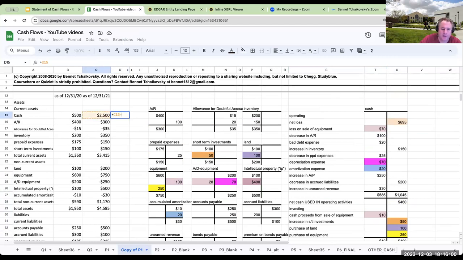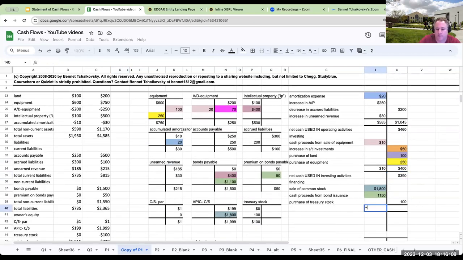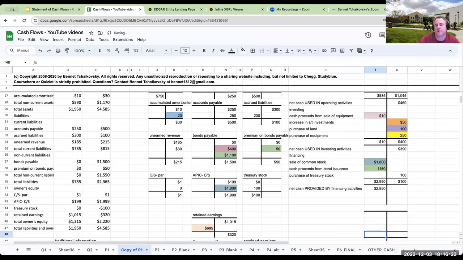My magic number is 2 million. My cash increased by 2 million. I need to make sure that when I'm adding these up, it equals up to 2 million. I sold common stock. I issued bonds. So over here, my net cash provided by financing activities, it's going to be 2,850.